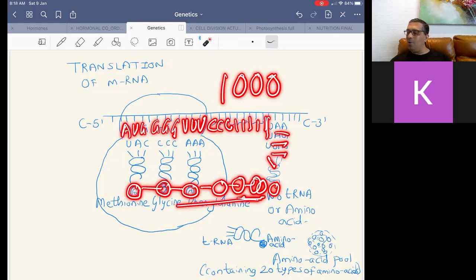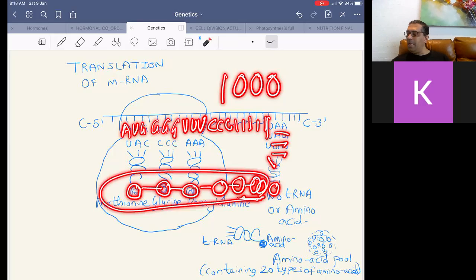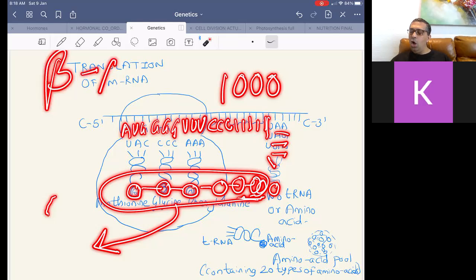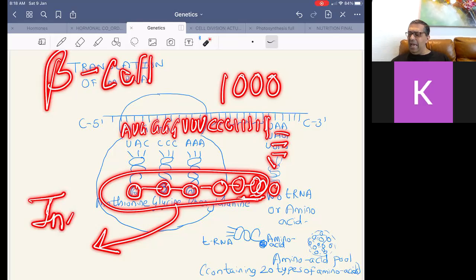And this amino acid chain goes from the ribosome into the cytoplasm and is an amino acid chain, a protein. Let us give it a name. This was the beta cell, and this was the beta cell of islets of Langerhans of pancreas. So this protein is called as इंसुलिन. तो इसमें इंसुलिन बन गया. And what is insulin? A protein.